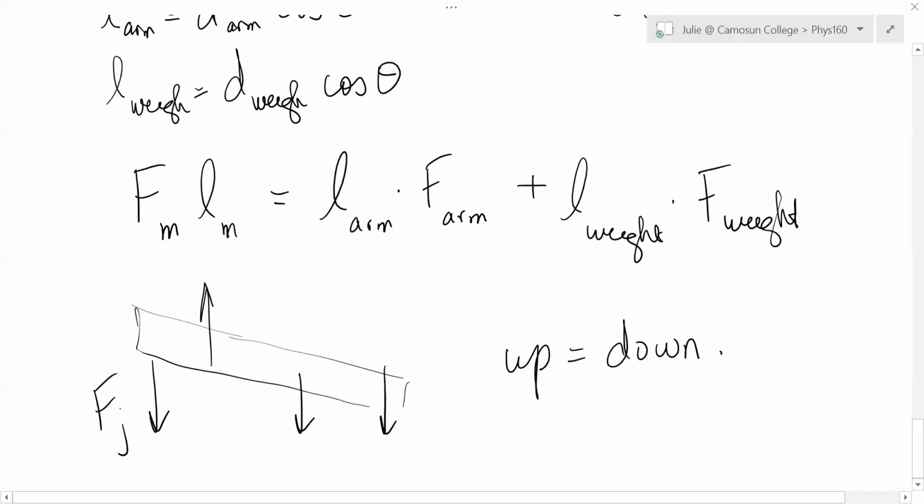I'll then do a video about your assignment and go through some of the diagrams to get the lever arms in the next video.